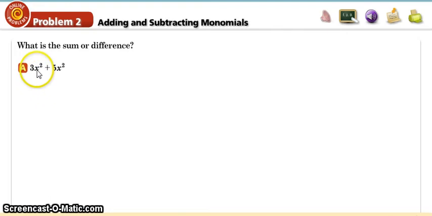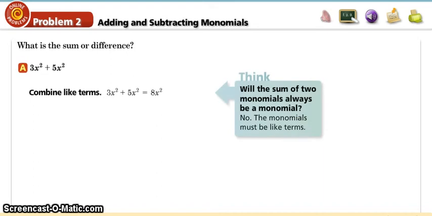These are like terms because 3 and 5 are your coefficients, and the variables that are attached to those coefficients are identical. X squared, x squared. Okay? So basically what you're going to do is just combine your like terms. So 3x squared plus 5x squared, 3x squareds in one hand, 5x squareds in the other hand. You would tell me you have 8x squareds altogether.